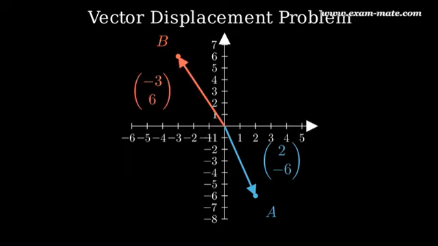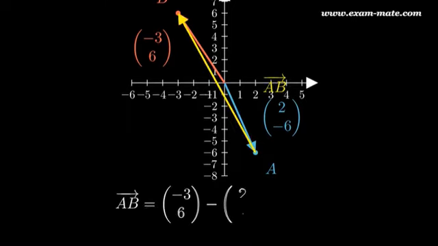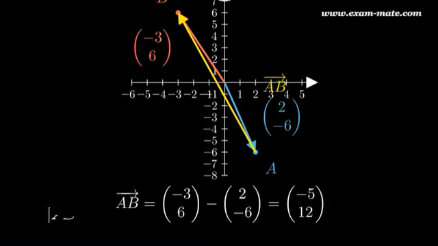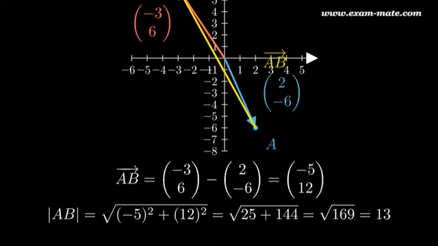For part A, we need to find the displacement vector from A to B. The displacement vector is found by subtracting the position vector of A from the position vector of B. For part B, we need to find the distance AB. The distance is the magnitude of the displacement vector, which we can find using the Pythagorean theorem. Taking the square root of negative 5 squared plus 12 squared gives us 13.